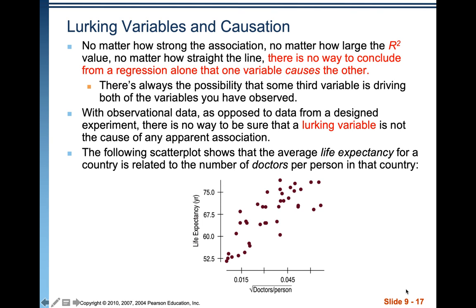So here we have a bunch of observations for different countries, and it is relating the number of doctors per person. Actually, it's the square root of doctors per person to life expectancy. And you can see that there is a positive association there. But we cannot say, oh, let's just send many more doctors there in order to increase life expectancy. That would be tempting. There are people out there that would want to say that to promote life expectancy.